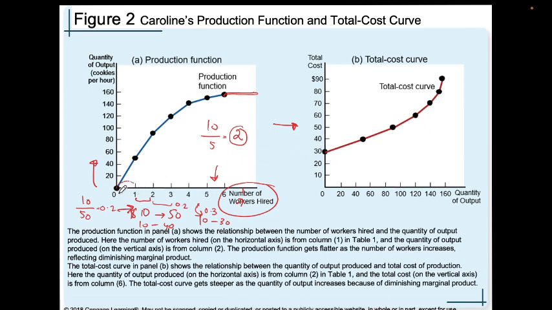So the first person was helping us produce 50 cookies for $10, the next person was making 40 cookies for $10. The next person was making 30 cookies for $10. The last person was only making 5 cookies for $10. So you notice how the cost keeps on rising as you hire more and more people and as you're producing more and more stuff. So that is the reason why this curve is going upwards.